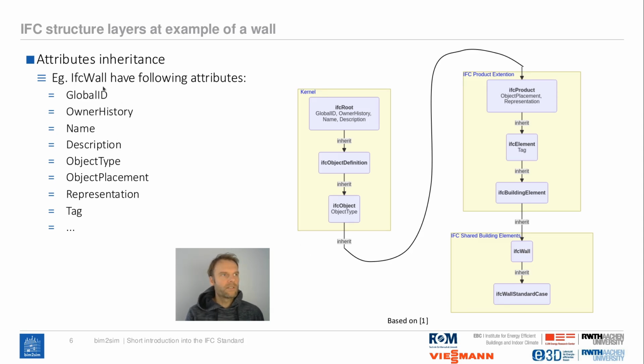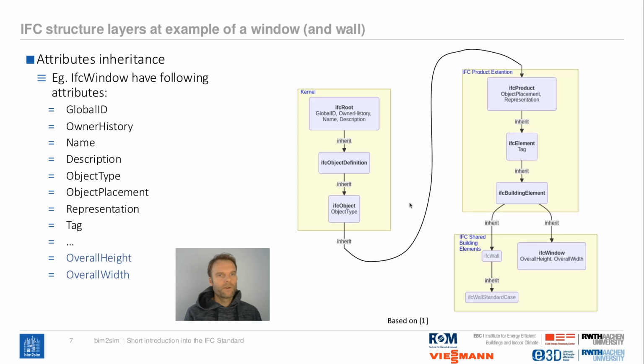This is all the things from the root, and then from the object it has an attribute object type, and so on and so forth. And for the window we have the same idea, but in this case you have some attributes more, or two in this case, for example the overall height and the overall width. So this is not all the attributes these objects at the end have, but for example, so that you understand the idea.